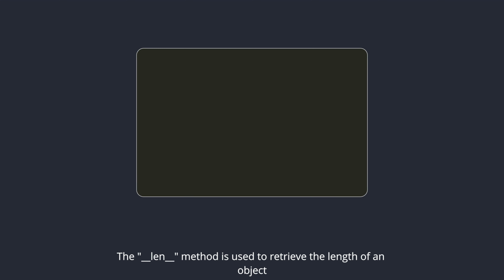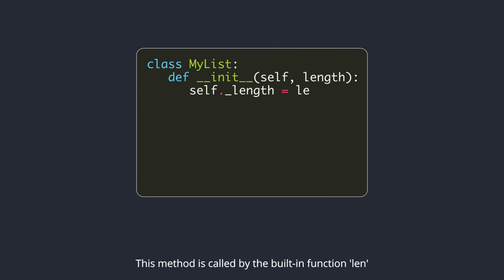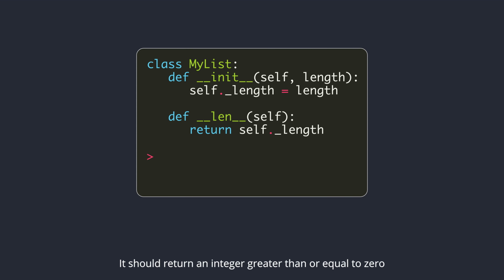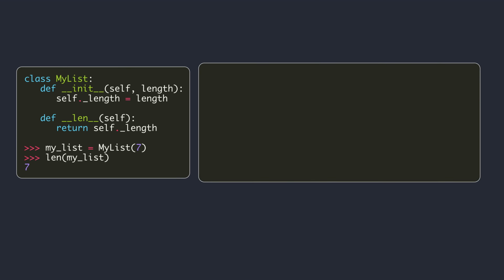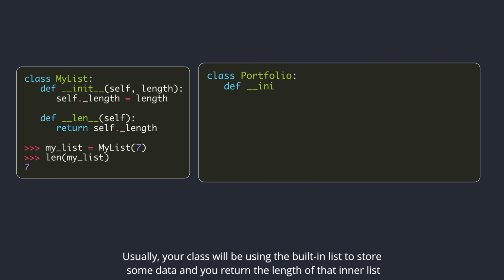The __len__ method is used to retrieve the length of an object. This method is called by the built-in function len. It should return an integer greater than or equal to 0. Usually, your class will be using the built-in list to store some data and you return the length of that inner list.